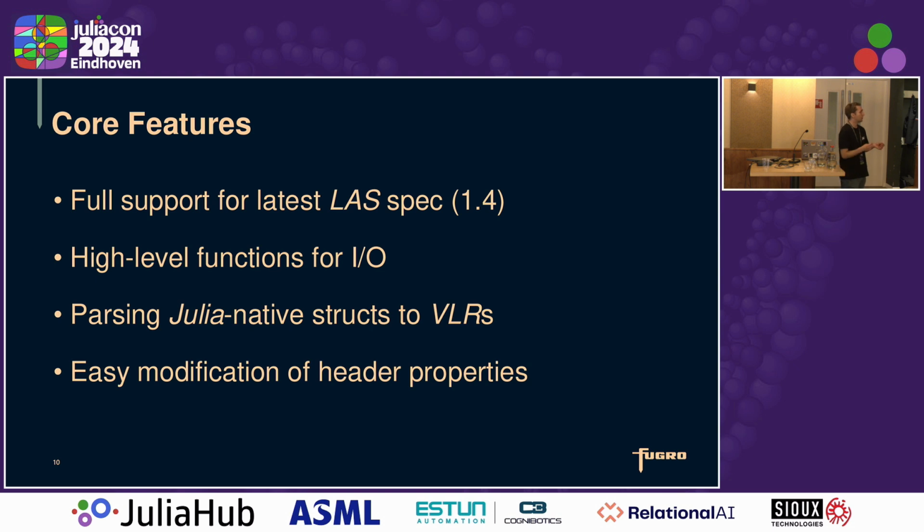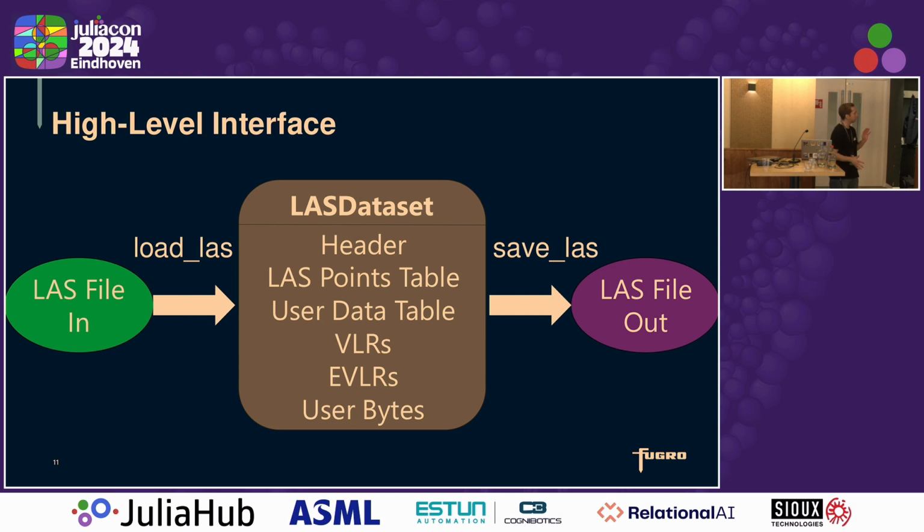We also have LASPy-like parsing of native Julia structs through your VLRs. Rather than having to deal at the lower level with the raw bytes of your VLRs, you can pass in native structs. It also allows easy modification of header properties. Because of time constraints, I'm only going to go into the high-level interface for I/O, so saving and loading LAS files.